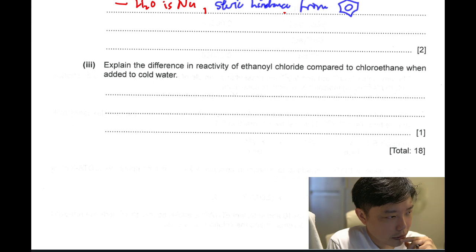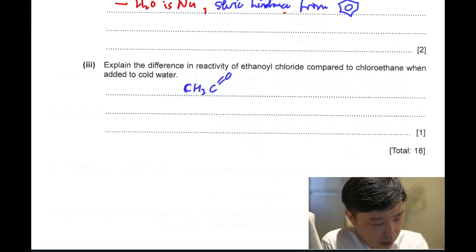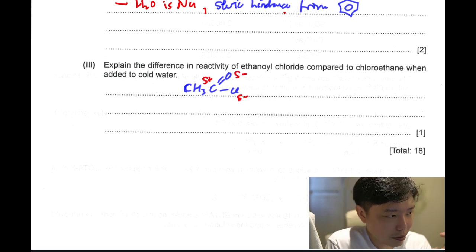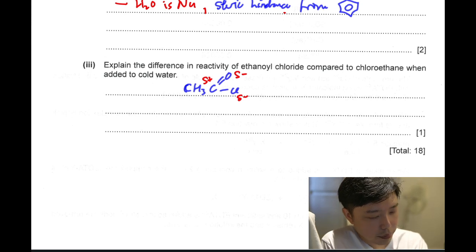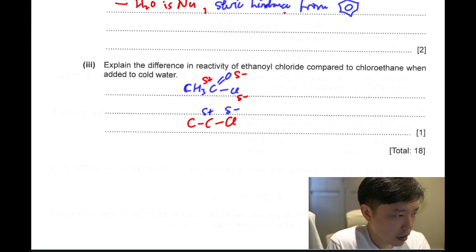Okay, part 3, the last part, explain the difference in reactivity. So for ethanoyl chloride, this carbon is very delta positive because it's bonded to 2 very electronegative elements, O and Cl. But the chloroalkane is only bonded to 1 electronegative element, Cl.